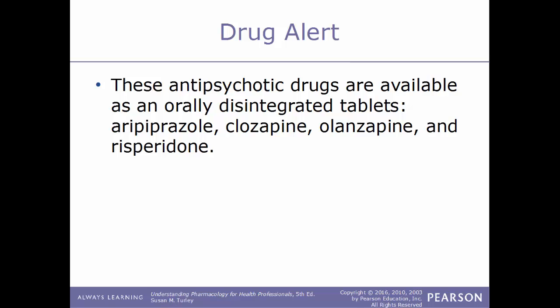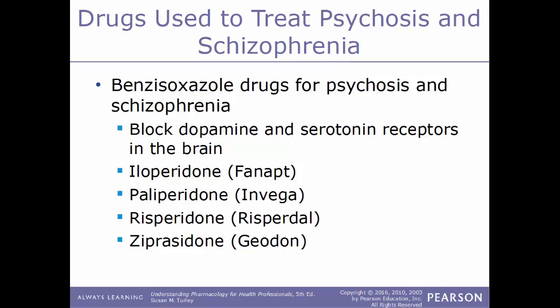Another category of drugs that's used to treat psychosis and schizophrenia are the benzisoxazoles, and these work by blocking the dopamine and serotonin receptors in the brain. And some examples of this category of drugs would include iloperidone, also known by the trade name Fanapt, paliperidone, also known by the trade name Invega, risperidone, known by the trade name Risperdal, ziprasidone, also known by its trade name Geodon.